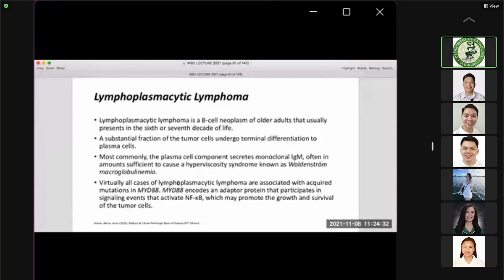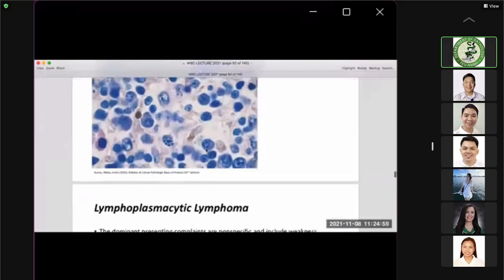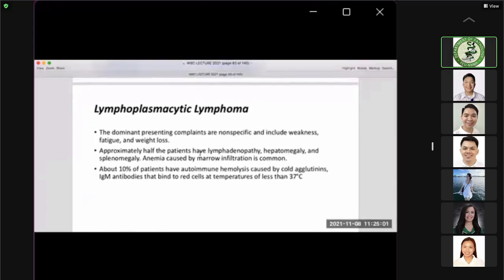Almost all cases of lymphoplasmacytic lymphoma are associated with acquired mutation of this one, MYD88. Okay, that encodes for adapter protein. Okay, that is involved in the signaling events that activate this one. Okay, so morphologically, this is what we get to see. The dominant presenting complaints are non-specific, including weakness, fatigue, and weight loss. Almost half, or approximately half of the patients may have lymphadenopathy, hepatomegaly, and splenomegaly.